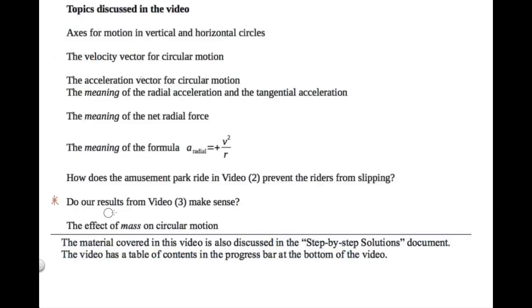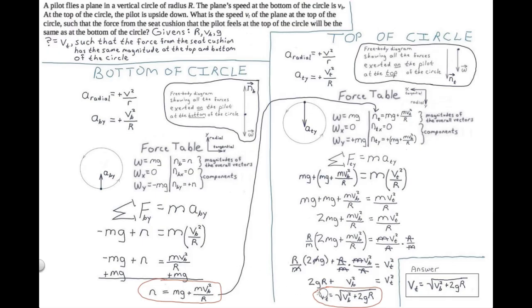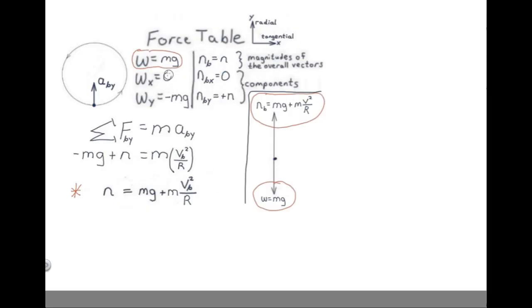Next, let's discuss whether our results from the problem in video 3 make sense. Here are our results for the problem from video 3. Let's begin by asking whether our result for n makes sense. The magnitude of the weight force is mg, so our result says that the magnitude of the normal force equals the magnitude of the weight force, mg, plus something extra, m v_b squared over capital R.